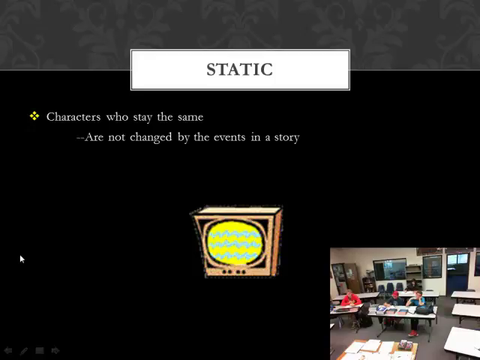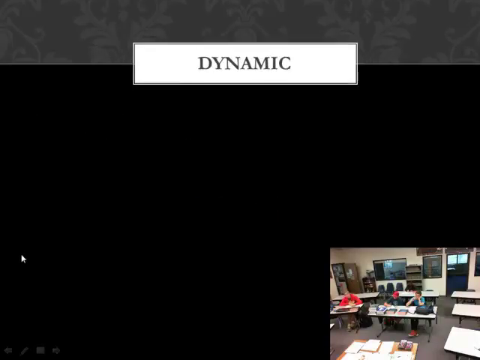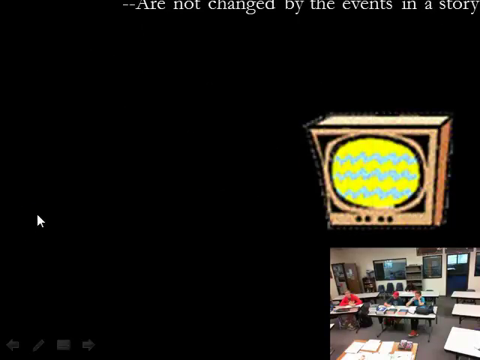They're not changed by the events of the story. They stay exactly the same. Like I said, the house is on fire, but they're still doing what they do.